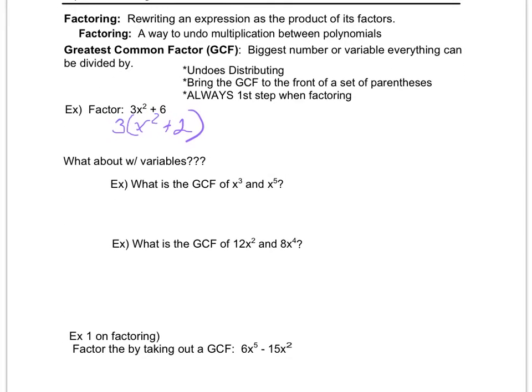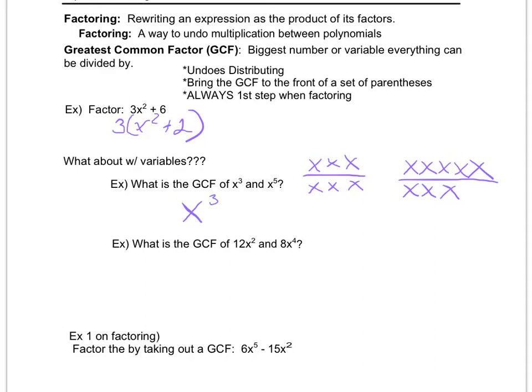So if I look at x cubed and x to the fifth, if I look at the definition of x cubed, it's x times x times x, and x to the fifth, and I ask myself, what is the biggest amount of variables that everything can be divided by? I see that both of these, the most amount that they can both be divided by are 3 x's. Well, what is x times x times x represented as? Well, that's represented as x cubed.